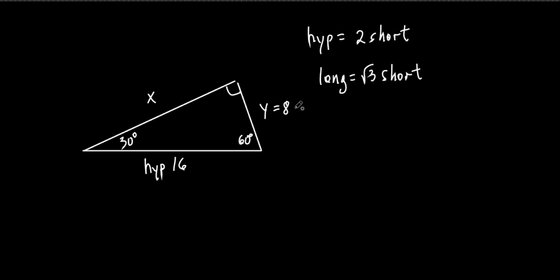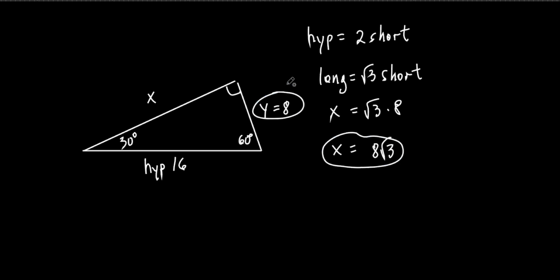So now I know the short side. I had to find that first though, didn't I? Actually, I didn't have to, but it's a lot easier if you do it that way. So I got the short side. So the long side, which is X, is equal to the square root of 3 times the short side, which is 8. But I don't write it like this. How do I write it? 8 square root of 3. Okay? All right. So X is equal to that. So that's what X is. And we already found out what Y is right there. Piece of cake. Not that hard, is it?